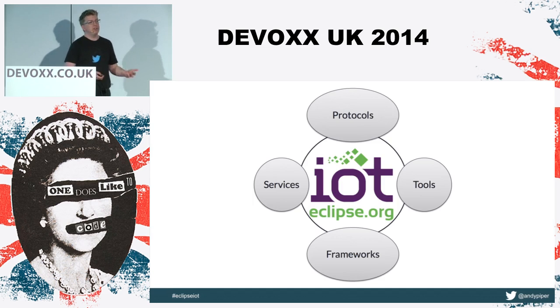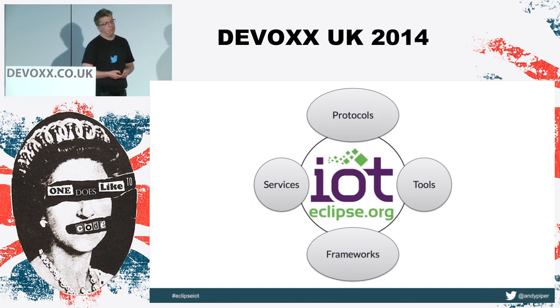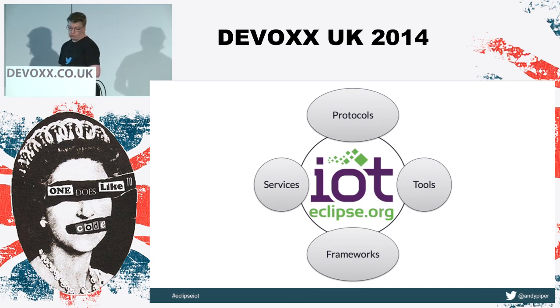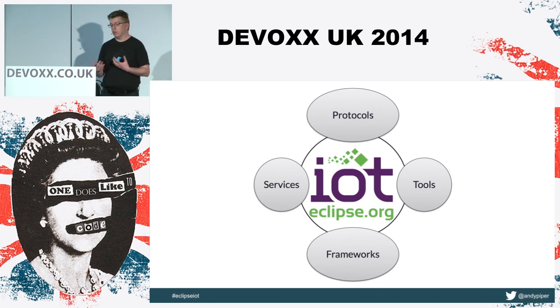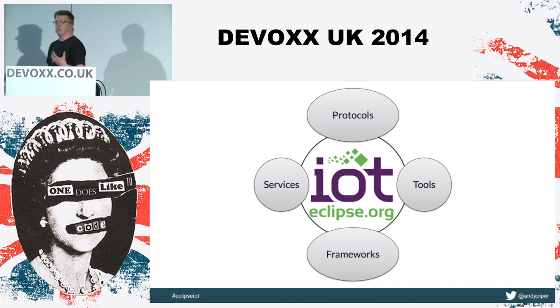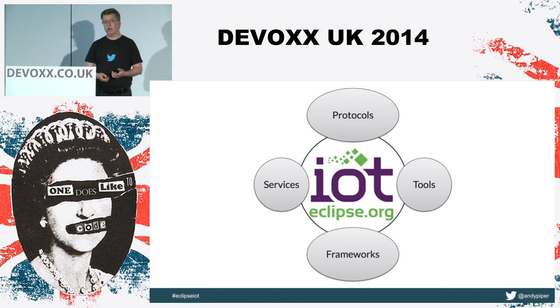So at Eclipse, we think of the Internet of Things in a number of dimensions. We start off with the protocols, which I started to tell you about with MQTT. We also have some tools, because we want to be able to build and connect up devices and protocols. We have frameworks so that we can adapt to whatever runtime we need to use. And then we have some additional services, so things like brokers to actually let you connect up your devices.